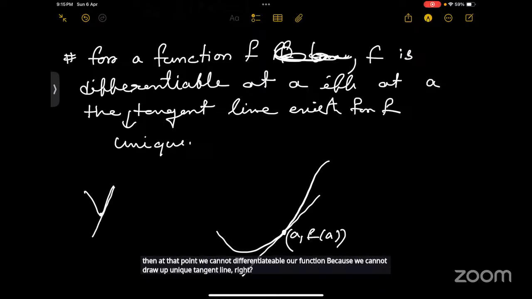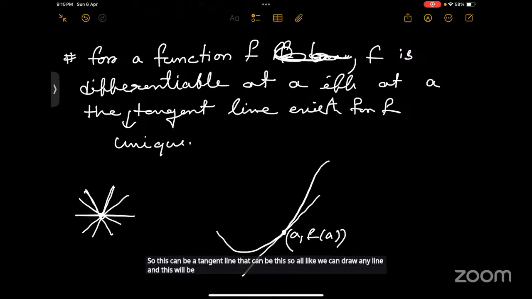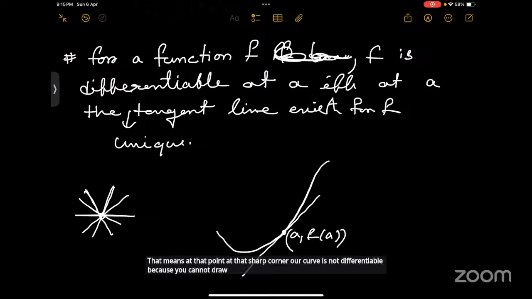So this can be a tangent line, that can be this. So we can draw any line and this will be a tangent line at that point for that curve if I have a sharp corner. So whenever we have a sharp corner in our curve, at that sharp corner our curve is not differentiable because we cannot draw a unique tangent line. Okay.